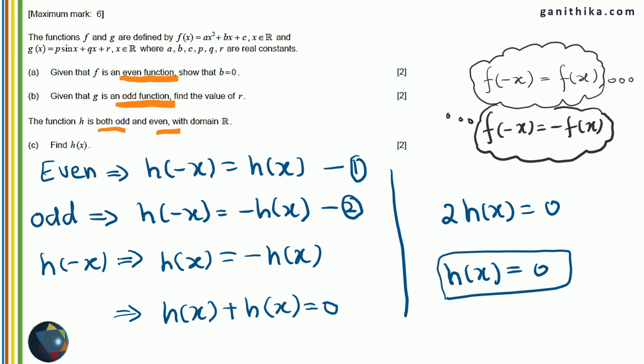So find h of x is question C. So the function is a zero function when it is both even and odd. Let's continue with the next question now.